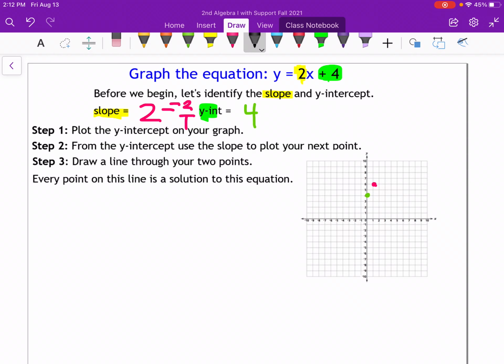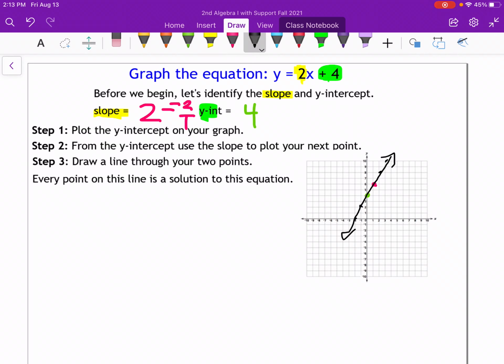I'm going to draw a line through my 2 points, and then every point on that line is a solution to my equation. Okay, so there's my line there. So this next one, graph the equation y equals negative 1/3 x. The number that goes with x, that's your slope. So this negative 1/3, that's my slope.